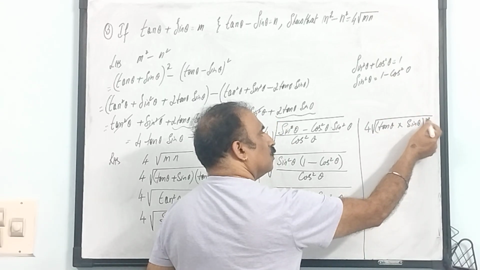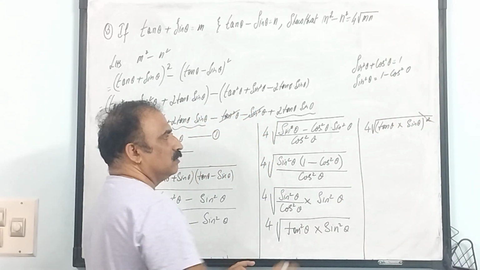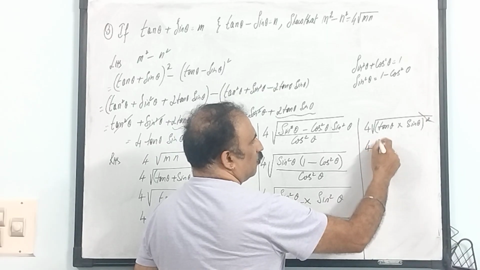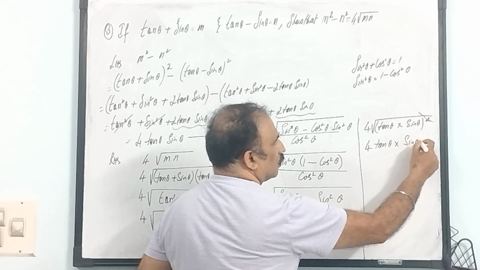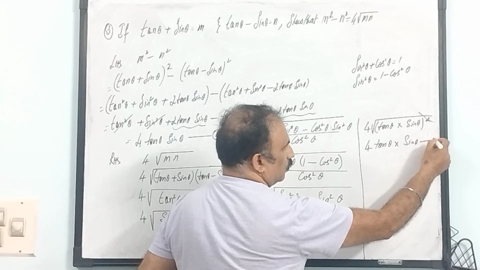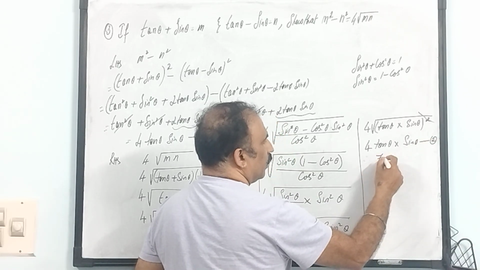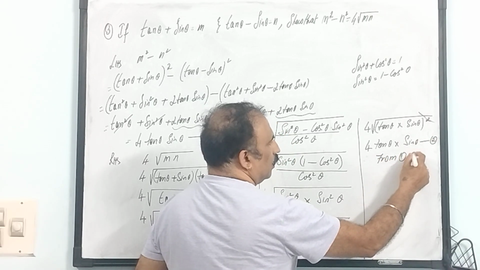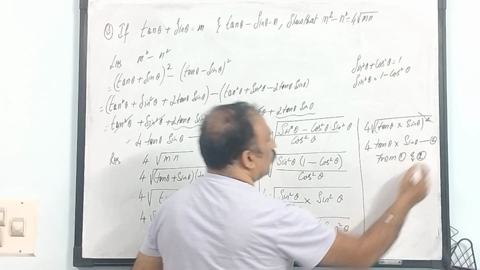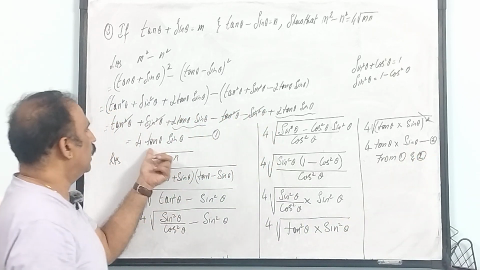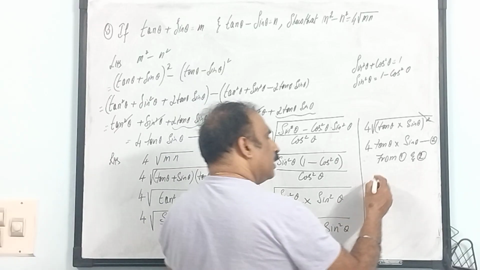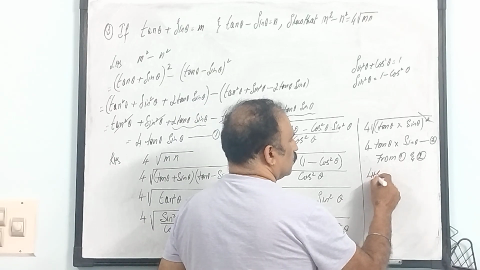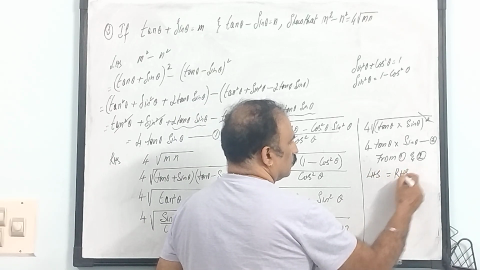So now the square and square root will get cancelled. So the answer is 4 tan theta into sine theta. This we'll call as equation 2. Therefore, from 1 and 2, 1 is going to be 4 tan theta into sine theta, 2 is also 4 tan theta into sine theta. From 1 and 2, LHS is equal to RHS.